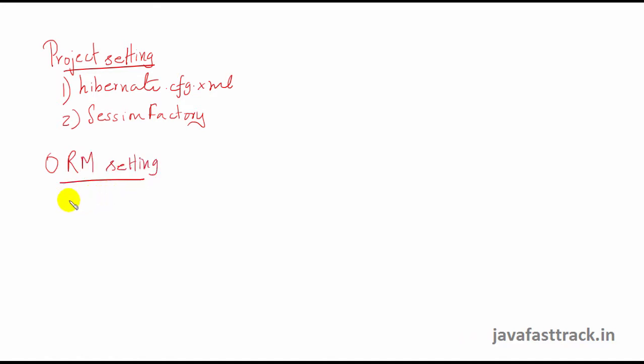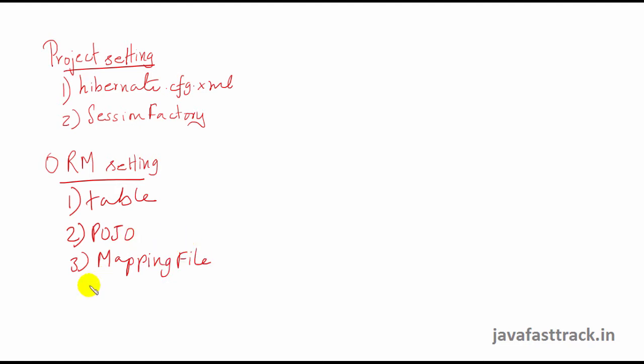For every table, you will have an ORM. Say we have a particular table, you will have POJOs and then the mapping files. Finally, we have the test program. So any Hibernate flow consists of a total of 5 files: the Hibernate configuration file, the session factory, the table, the POJO and the mapping file.